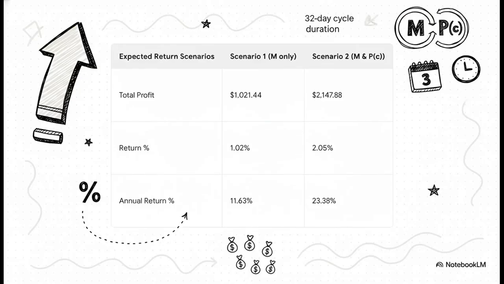Okay, so what does this plan look like in terms of potential returns? The model documents 2 scenarios. In scenario 1, if only that primary M entry gets triggered, the expected return is about 1%. But in scenario 2, if both the M and the P of C entries are hit, the potential return is just over 2%. And you can see the annualized returns are also calculated based on that 32-day cycle duration we saw earlier.